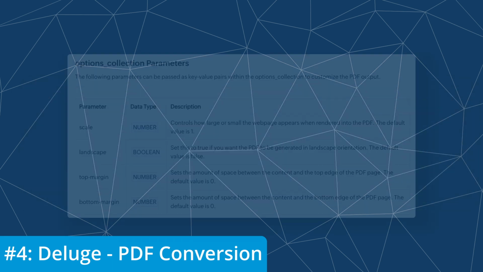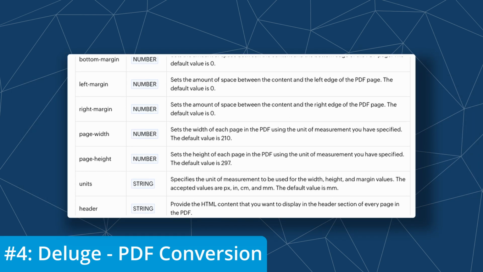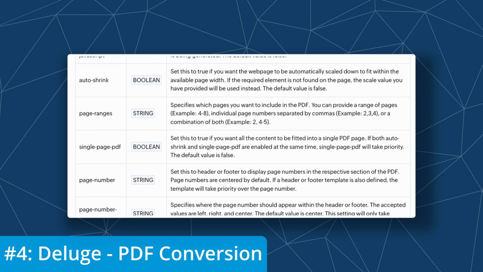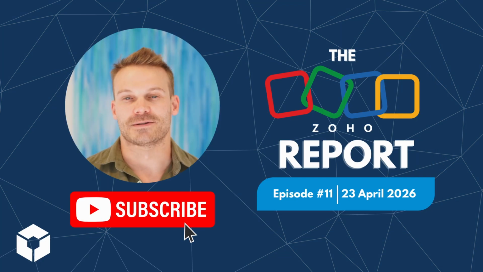You also have over 20 optional parameters such as scale, orientation, and margins to further customize the output to your needs. And that wraps up episode 11 of the Zoho Report.